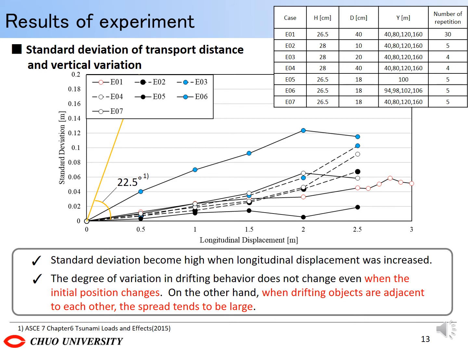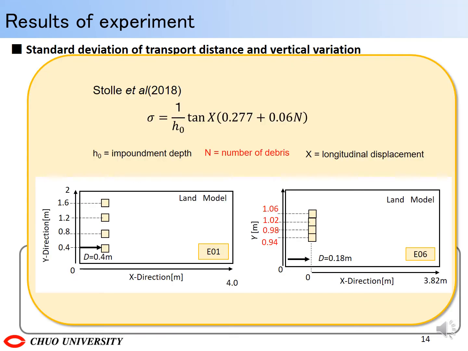On the other hand, when the drifting objects are adjacent to each other as in E06, the spread becomes large, which is considered because the objects interfere with each other and the flow condition changes.